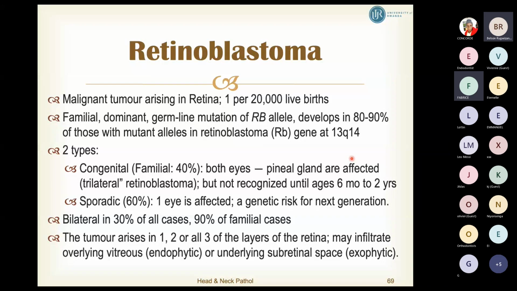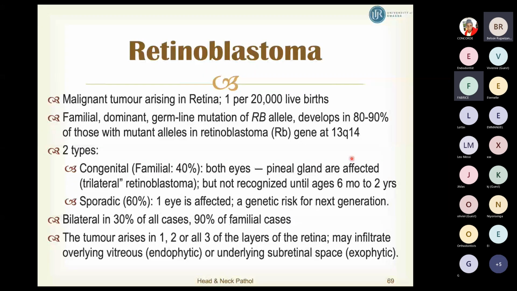So it is seen in 40% of the cases. Those with bilateral retinoblastoma, this is what they call trilateral, meaning that all three eyes are affected. This is because the pineal gland is considered like an eye. So you will find they have pineal blastoma and also bilateral retinoblastoma, altogether we call it trilateral retinoblastoma. It affects young children, sometimes born with both eyes affected. So when you see that, you will ask about the family if there is anybody who had such tumors.